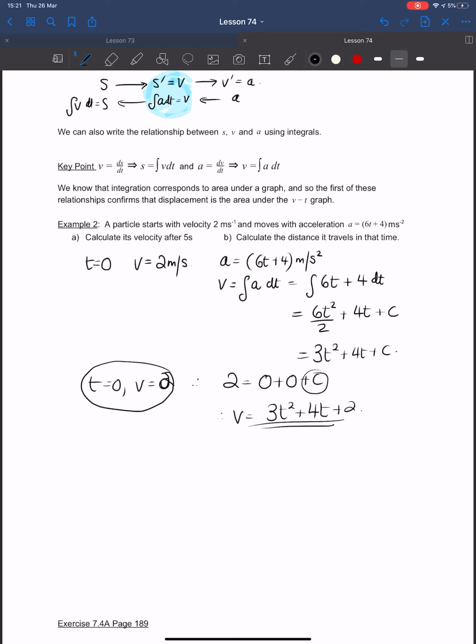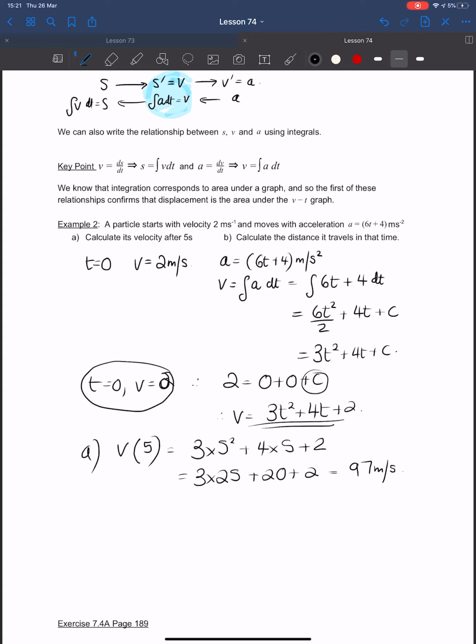Basically, that's it. So it says part a, velocity after 5 seconds. So velocity when t is 5, 3 times 5 squared plus 4 times 5 plus 2. So it's 3 times 25 plus 20 plus 2, 75, 95, 97 meters per second. These are fast moving particles.